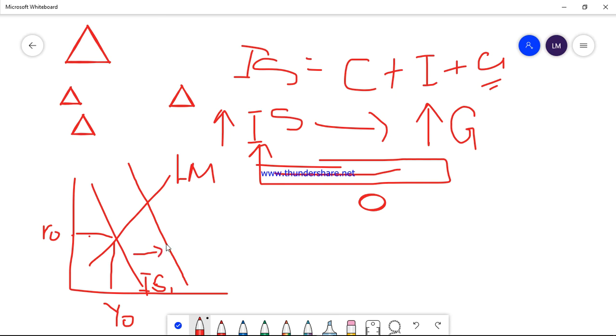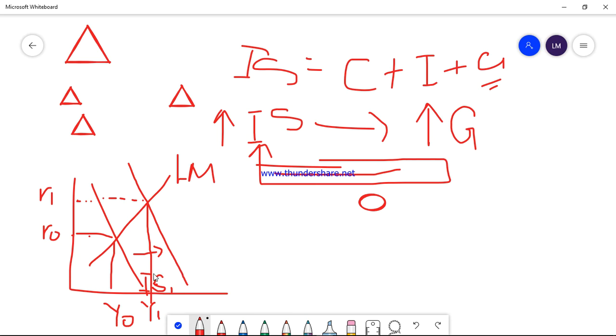is going to shift upward. Okay, it's going to shift upward. So what we're witnessing is an increase in income from Y0 to Y1, and as a response to that, interest rates are also going to increase from R0 to R1 like that. So this is what happens to the IS curve when there's an increase in government expenditure.